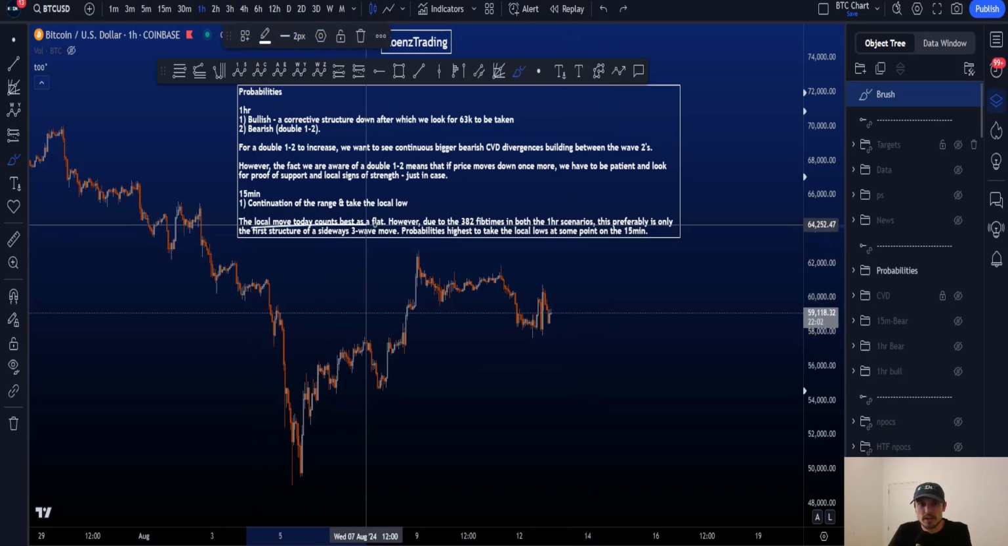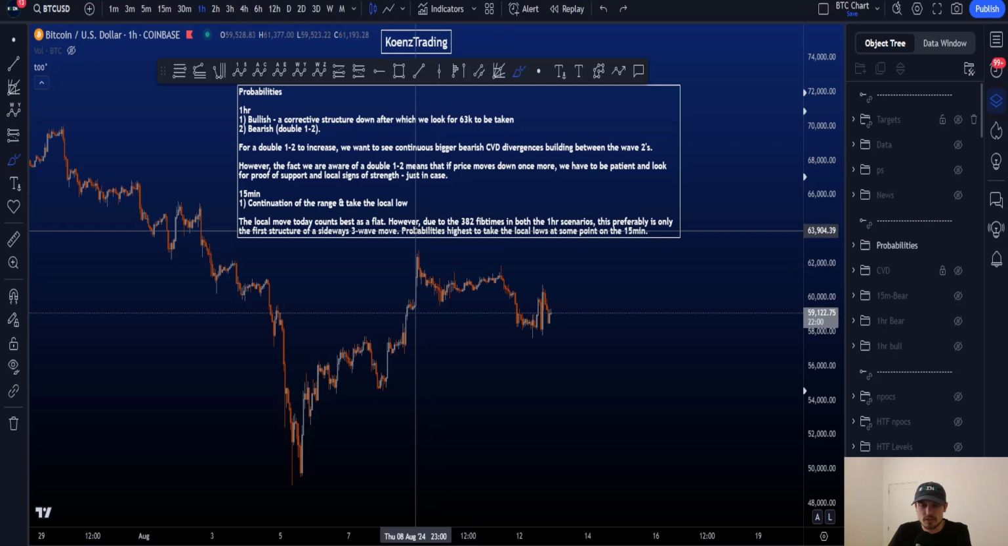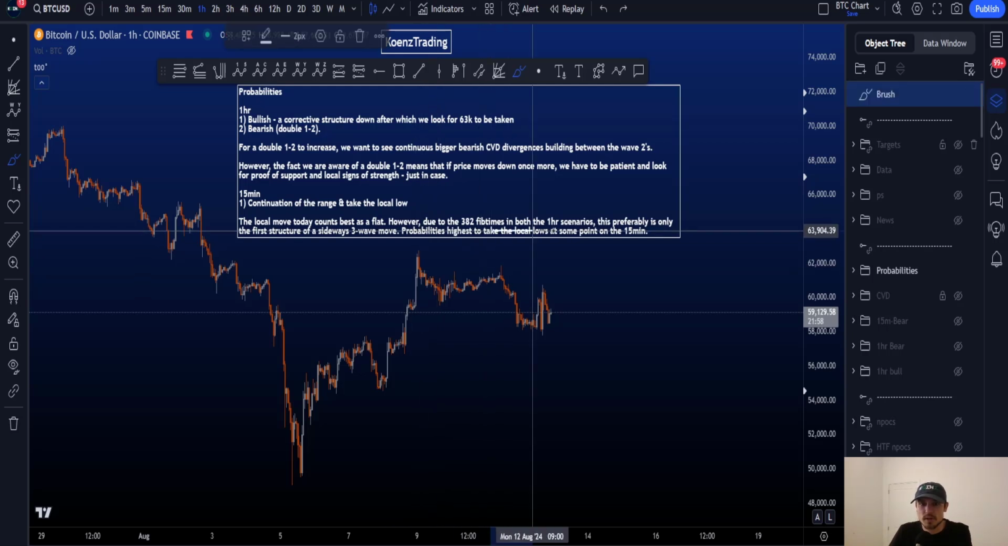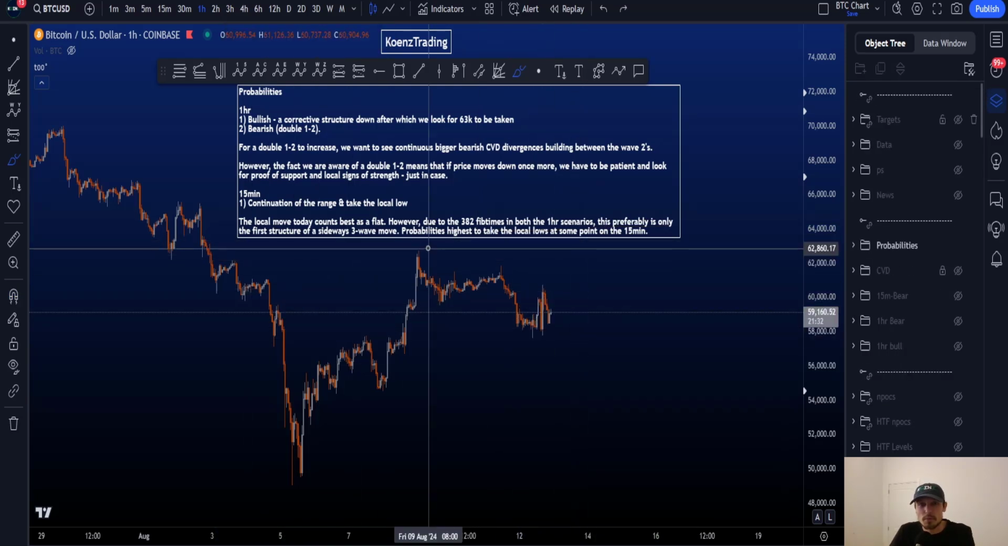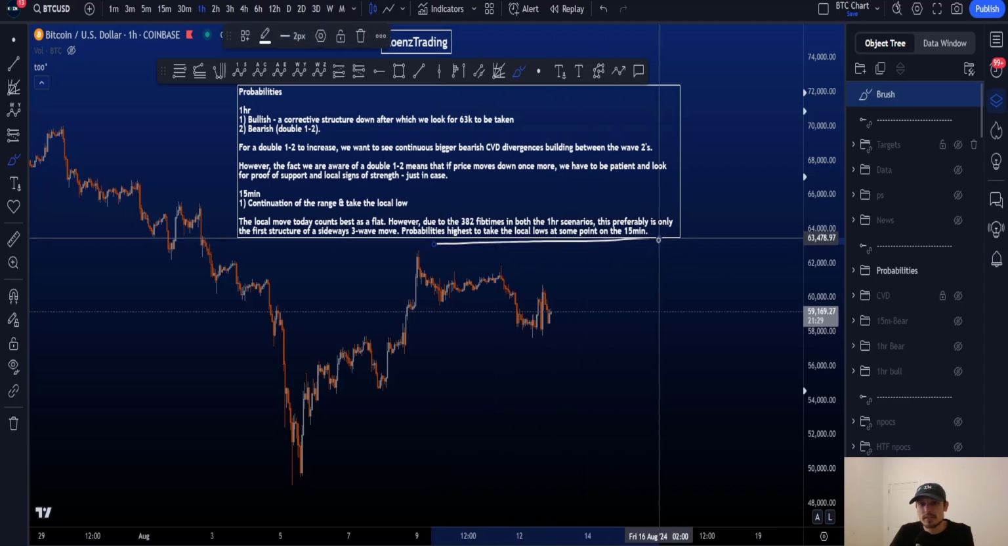The local move today counts best as a flat structure as shown. However, due to the 382 fib times in both the 1 hour scenarios, this preferably is only the first structure of a bigger three-wave move. Probability is highest to take the local lows at some point on the 15-minute time frame.